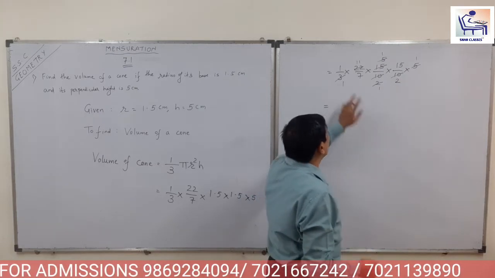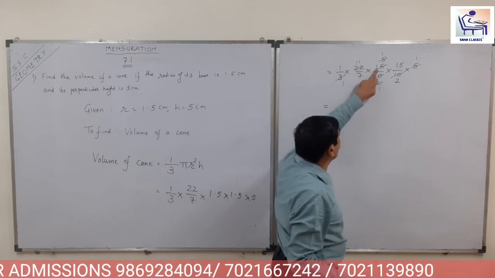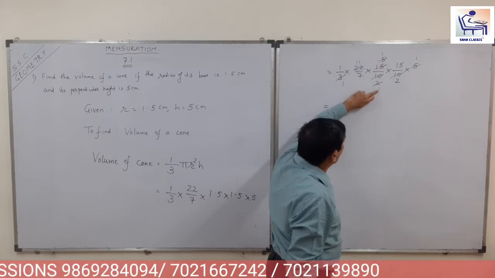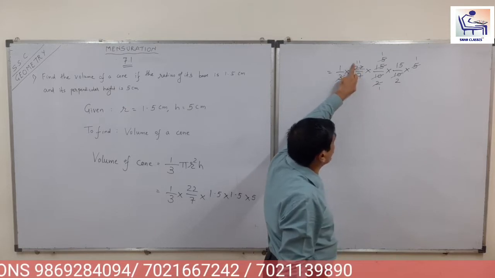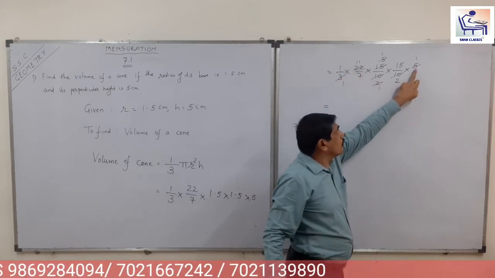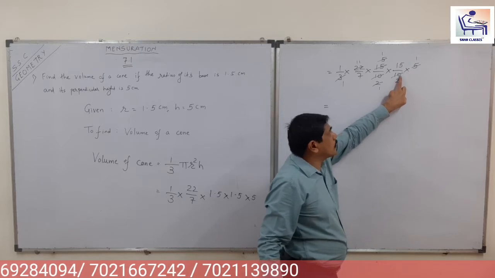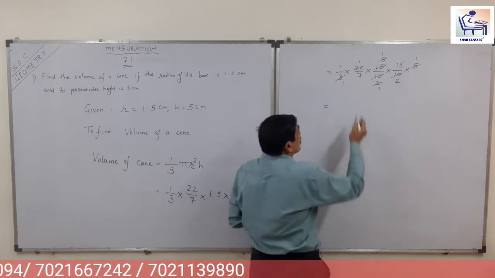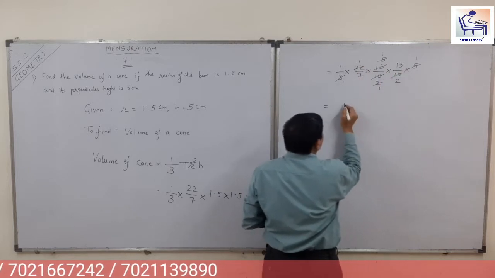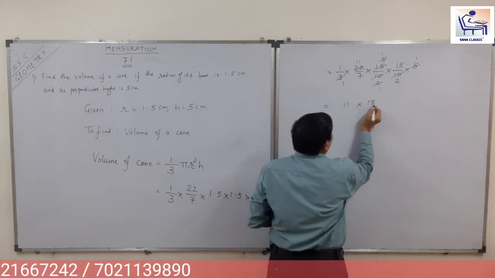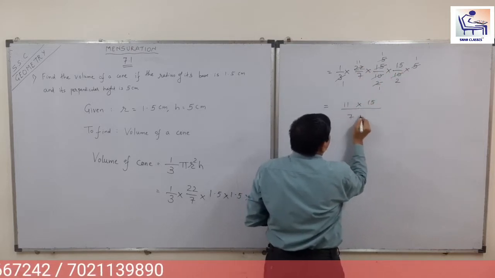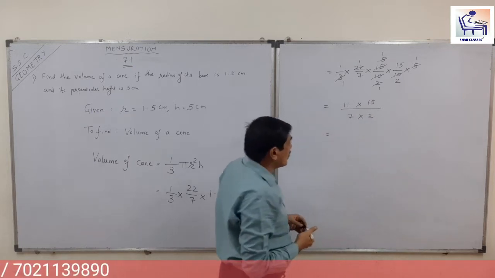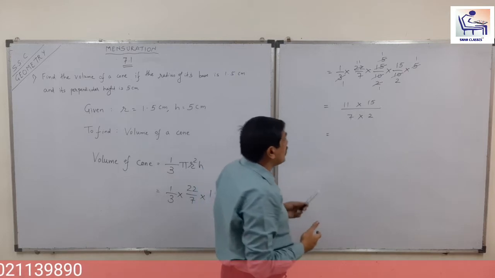Once again I show you. 3 ones are 3, 3 5s are 15. 5 ones are 5, 5 2s are 10. 2 ones are 2, 2 11s are 22. And 5 ones are 5, 5 2s are 10. So after cancellation, we have to focus on the value left in the numerator. So 11 into 15 upon 7 into 2. So please multiply. What is the answer?